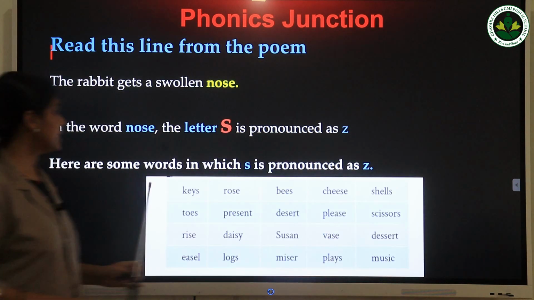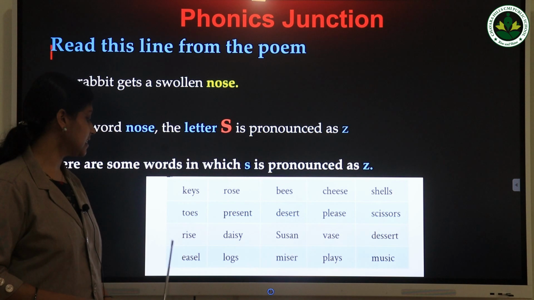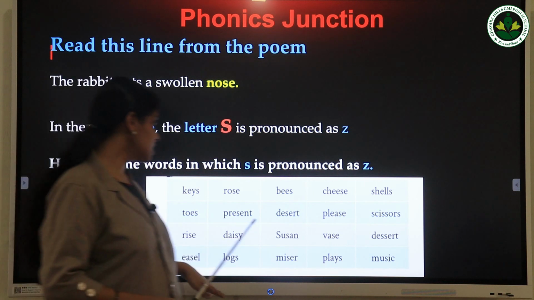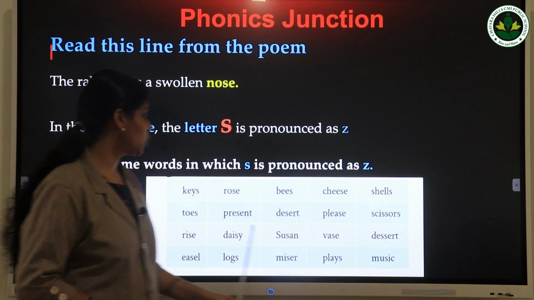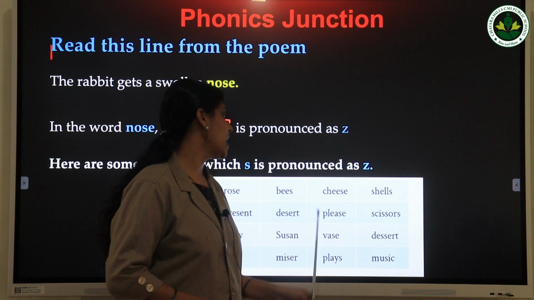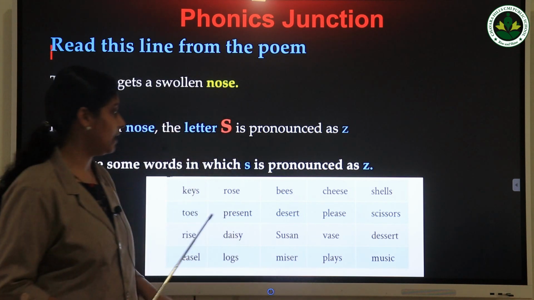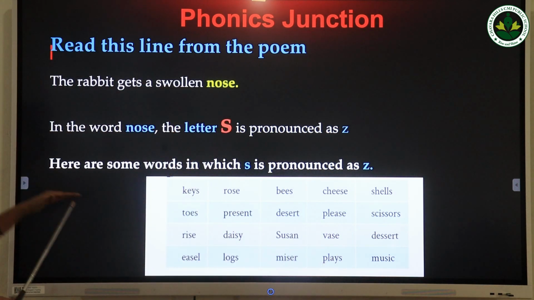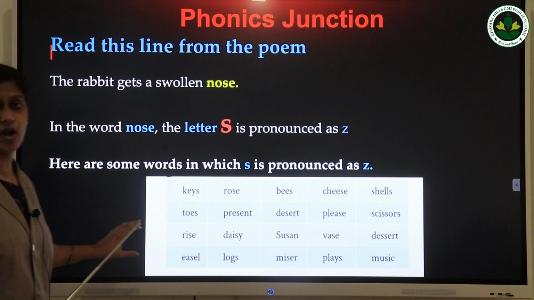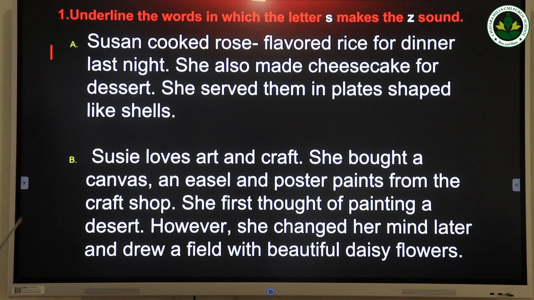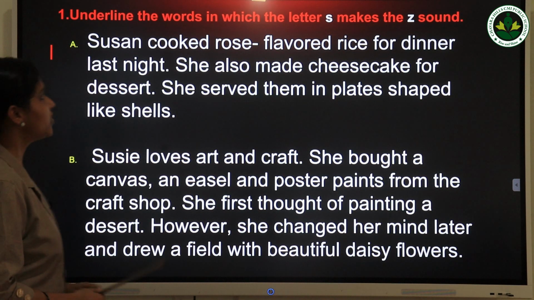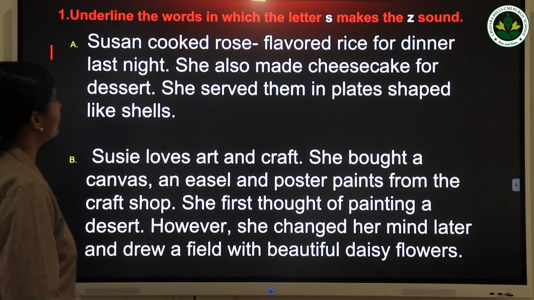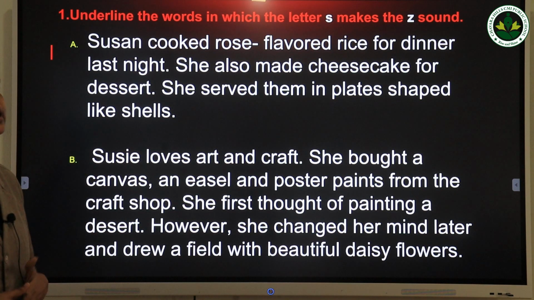Let's check. Keys, toss, rise, easel, rose, present, daisy, logs, bees, dessert, Susan, miser, cheese, please, ways, place, shells, scissors, desert, music. These are some words in which S is pronounced as Z. Now we are going to do a small activity. Here you have to underline the words in which the letter S makes the Z sound.